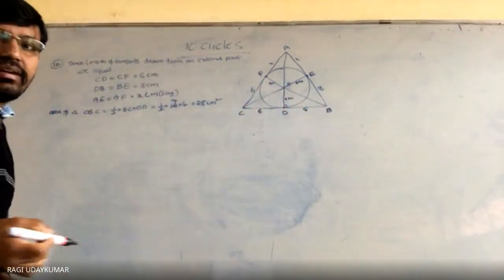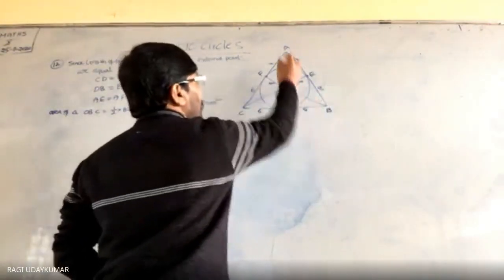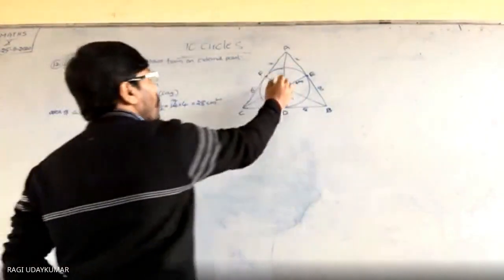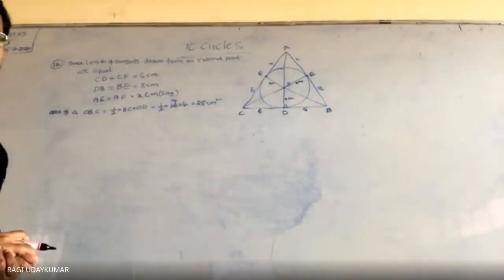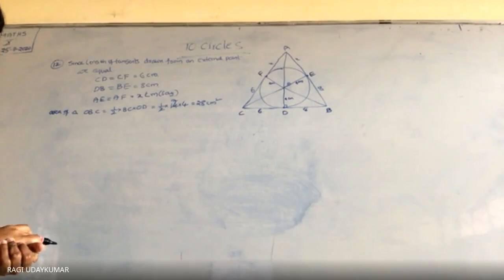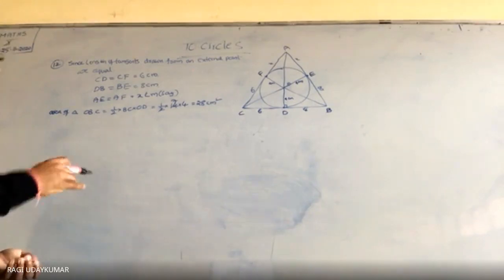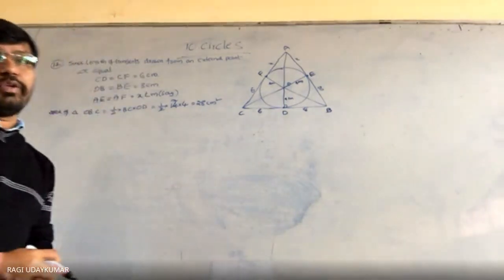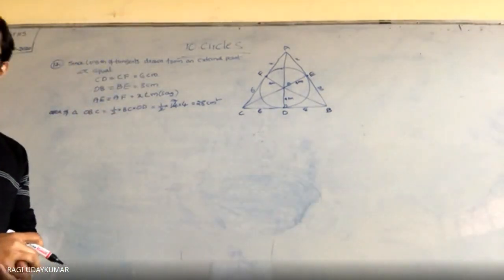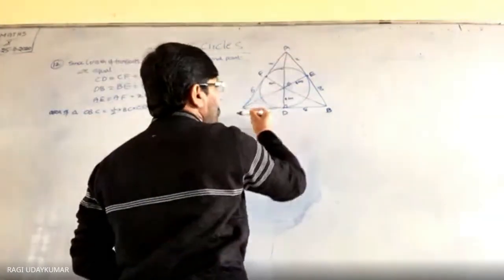In the same way, find the area of OAB and the area of OAC. Add all three areas and you are going to get the area of the triangle ABC. But the same area of triangle ABC can also be found by using Heron's formula, which you learned in the 9th class, because we know the lengths of all the sides AB, BC, AC.